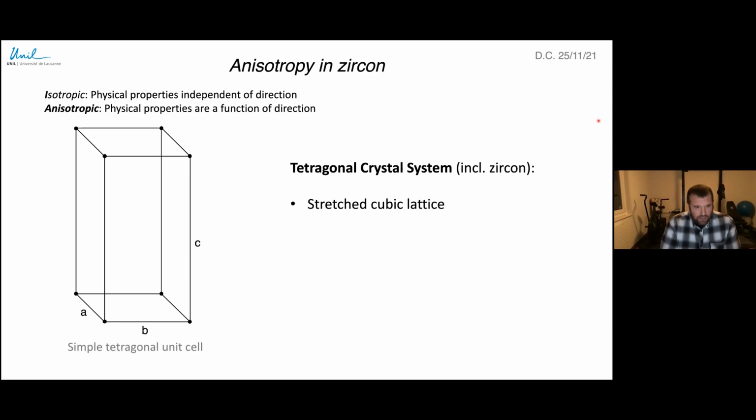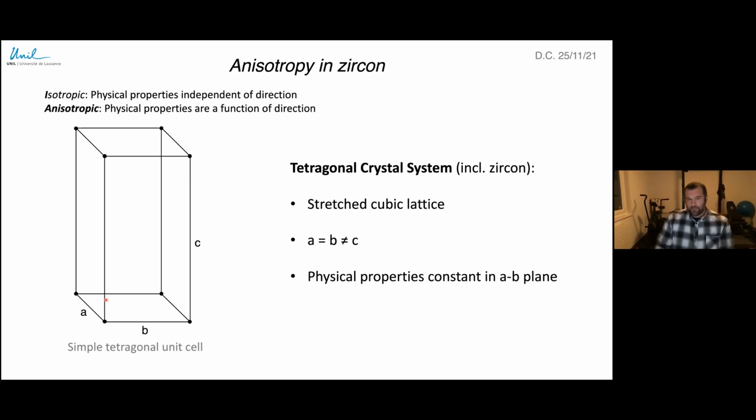So in terms of conceptualizing the diffusion anisotropy we expect to see, I think the easiest way to visualize this is to look at it in terms of the tetragonal unit cell. We can think of this as starting with a uniform cube and just stretching this along the c-axis. Now, what this means in terms of the crystallographic axes within a tetragonal mineral is that the a and b crystallographic axes will be identical to one another, and the c-axis will be something different.